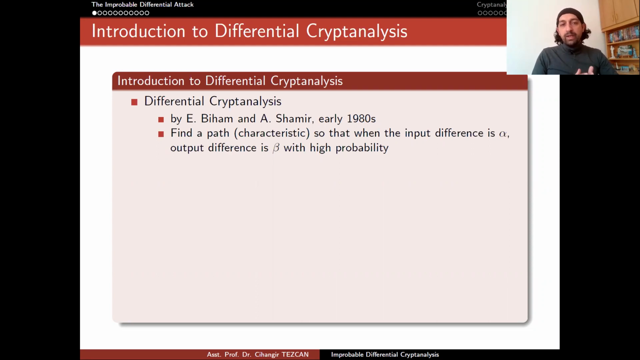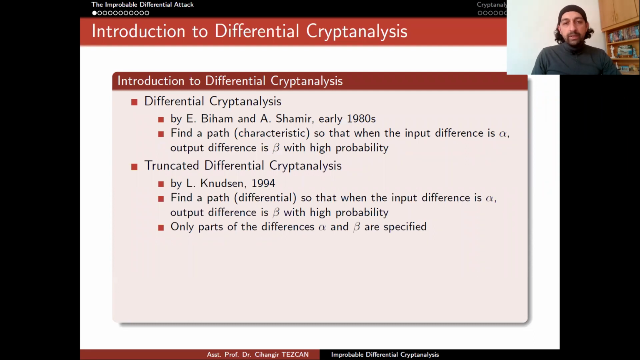So the idea is as follows: you find a path. Sometimes we call it a characteristic or a differential, but in this path we are trying to see how an input difference affects the output difference. So our aim is to find the input difference alpha that gives some output difference beta with high probability. We want a long characteristic, and by long we mean a high number of rounds. Higher is better in our sense, so that we can break more rounds of the cipher.